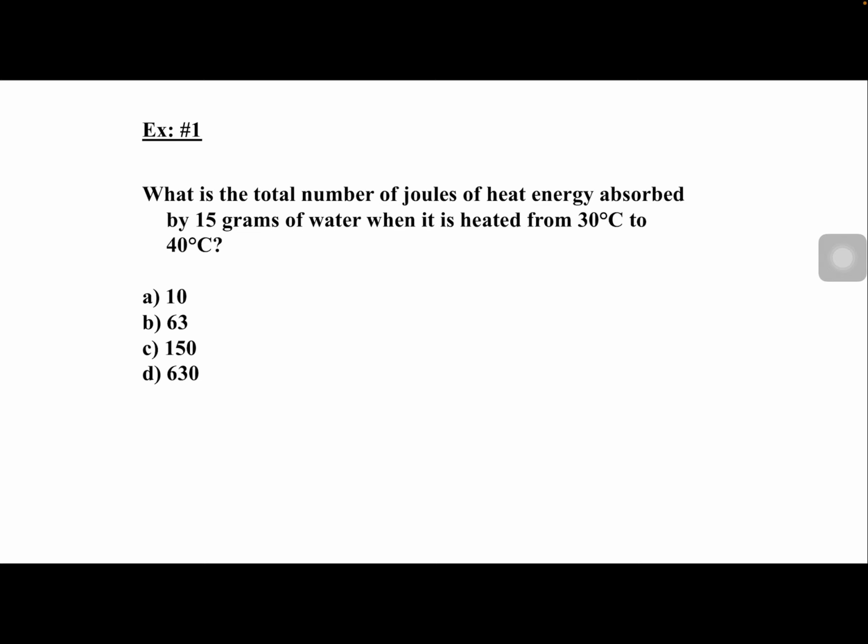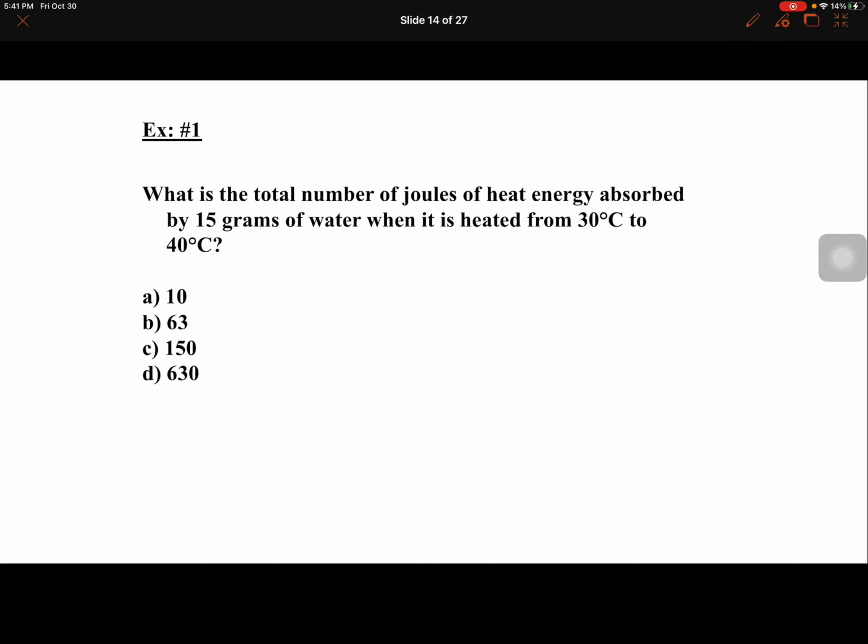So first example. What is the total number of joules of heat energy absorbed by 15 grams of water when it is heated from 30 degrees Celsius to 40 degrees Celsius? So, first thing I want to note, the way that we know that this is a specific heat capacity formula is if it gives us a numerical temperature value. And when I say numerical, I mean that it gives us a number temperature value. So it's telling us 30 degrees, 40 degrees. The fact that there's a number in there is a sign that we're using the specific heat capacity formula, which is Q equals mc delta T, which some people call it MCAT.